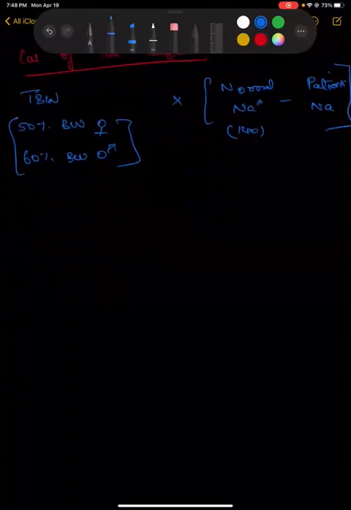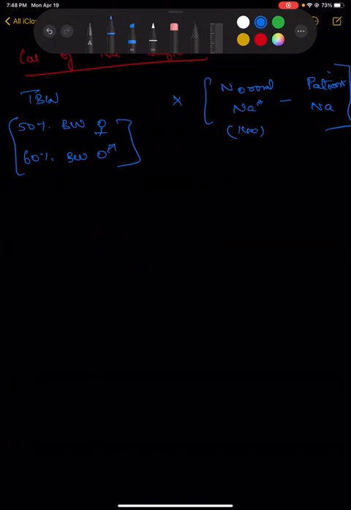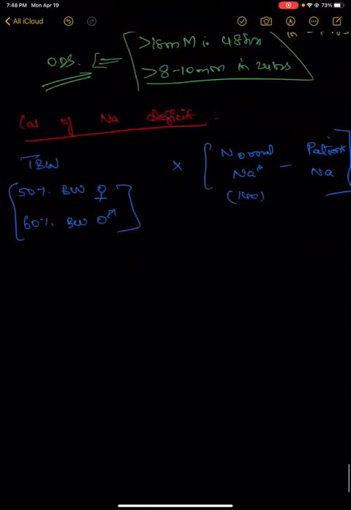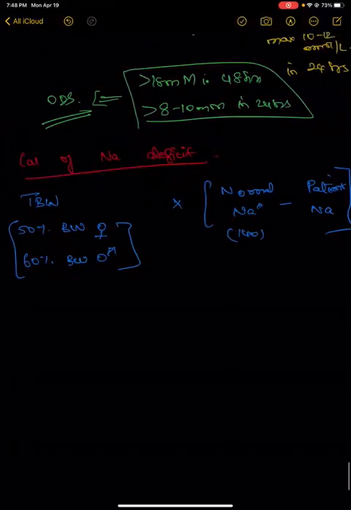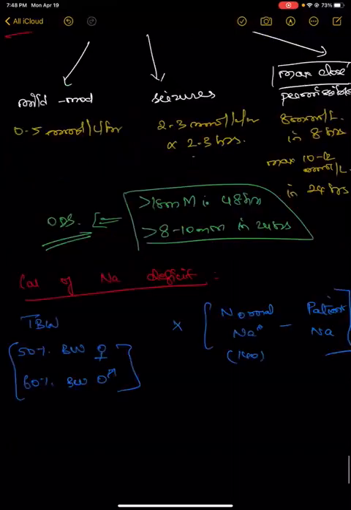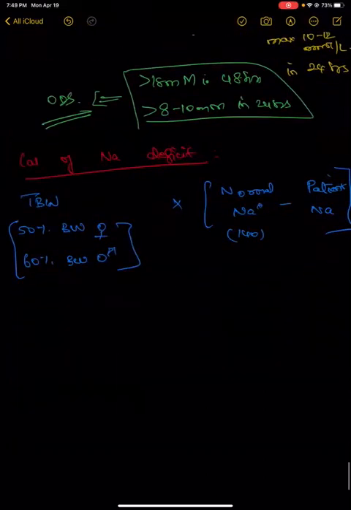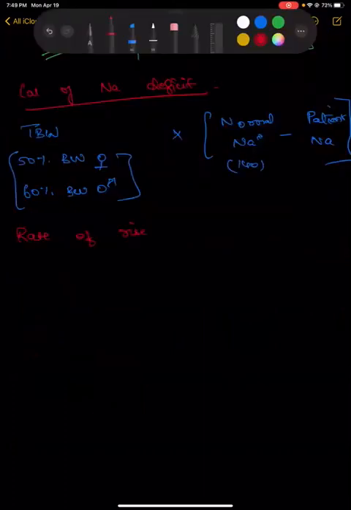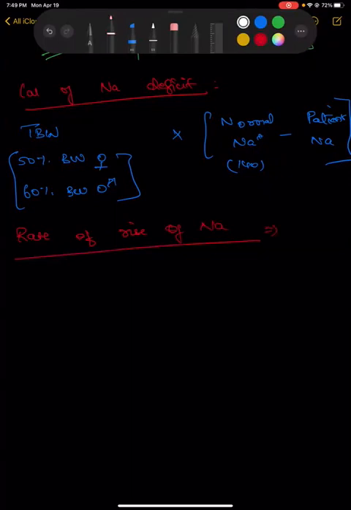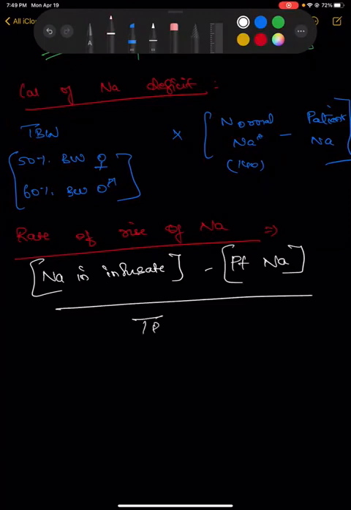Once you have calculated the sodium deficit, we need to calculate the rate of raise of sodium. So grossly, we follow it like a universe. Then if you want to know the actual rate at which we use, the rate of raise of sodium has to be determined with the help of the formula: sodium in infusate minus the patient's sodium, which is divided by the total body water plus 1.